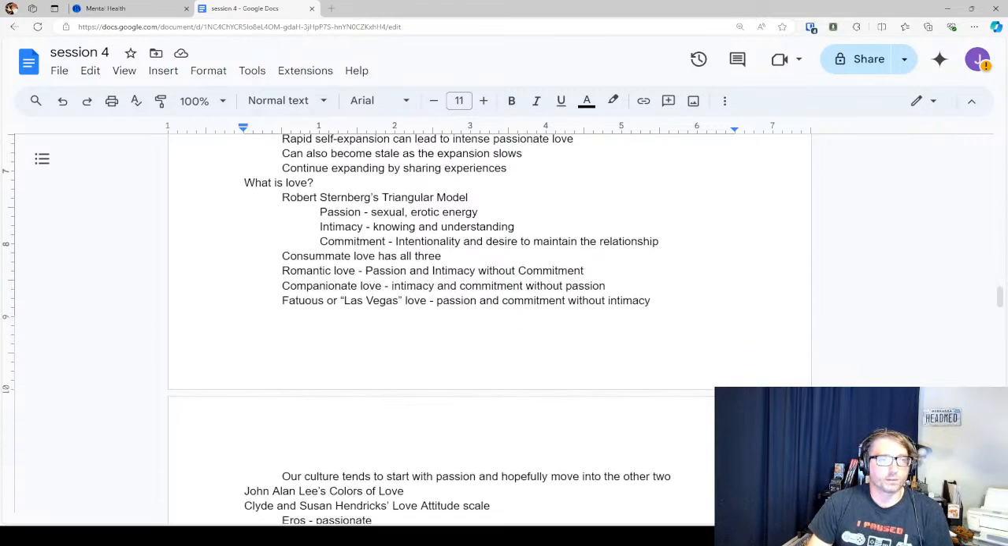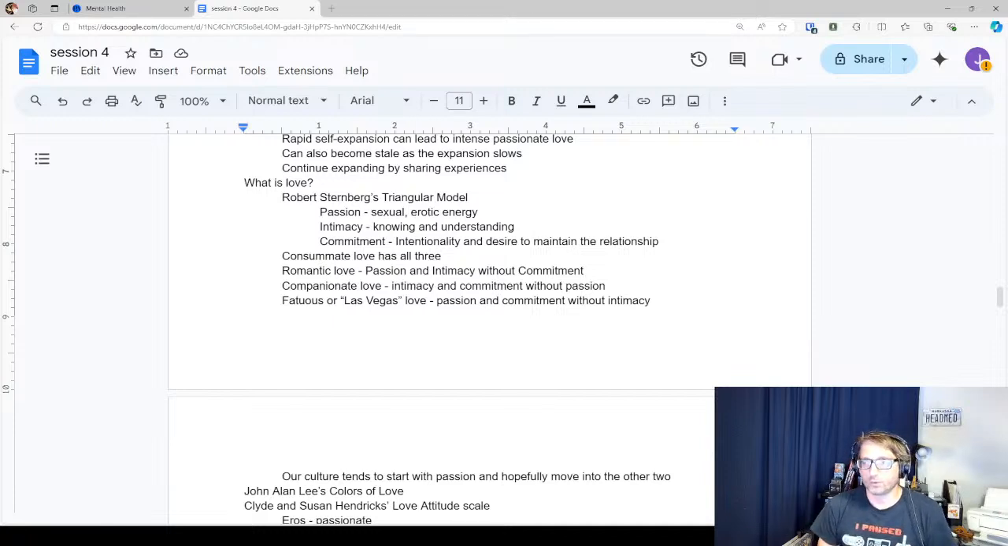And he asks, "What is love?" The love models are really interesting to me. He's got the Robert Sternberg triangular model, which has a triangle with three points. We have passion, which is the sexual, erotic energy. We have intimacy, which is knowing and understanding, and commitment, which is intentionality and the desire to maintain the relationship. Those are the three different parts of love.